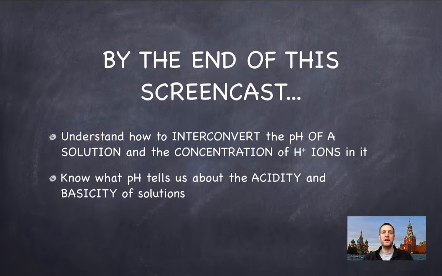So hopefully now you can see how we can convert the concentration of H plus ions into pH and vice versa. You can see what pH of a solution tells us about how acidic or basic it is.